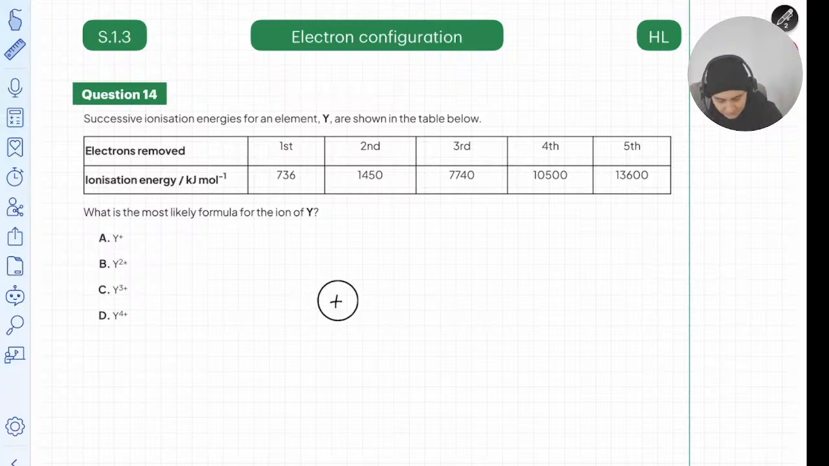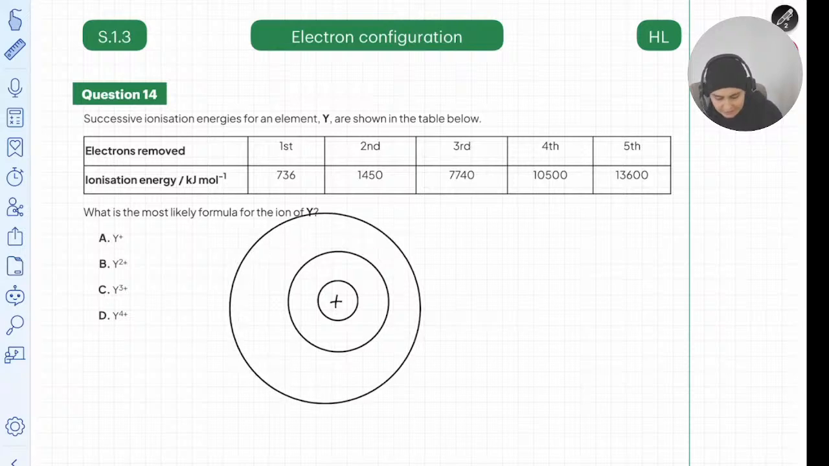So if this is the nucleus, let's say this is energy level 1, this is energy level 2, and let's say we have 2 electrons in the first shell and maybe 3 electrons in the second shell. So the successive ionization energies, what is it? You remove the first electron, the energy needed for that is the first ionization. Then you remove the second electron, then the third, and the first 3 ionization energies would become more and more endothermic, right? So more energy would be needed.